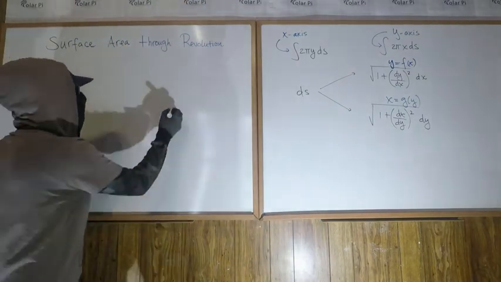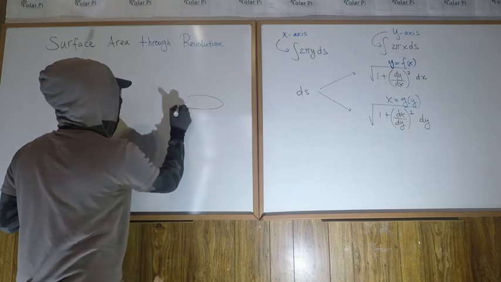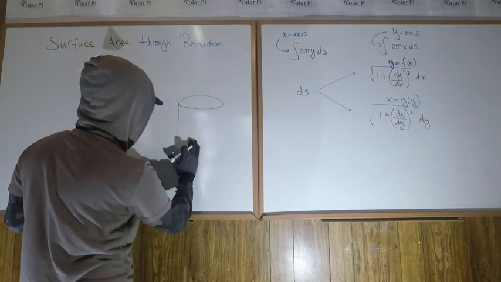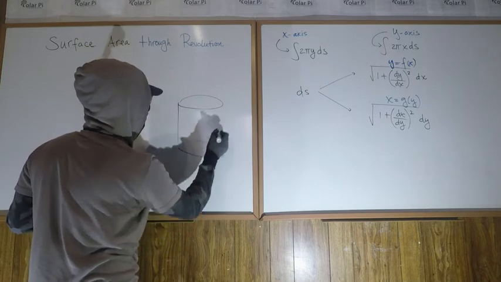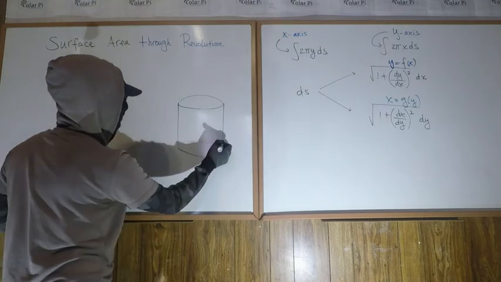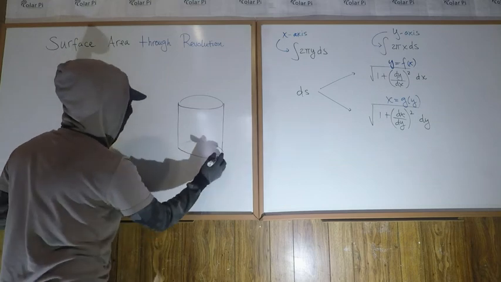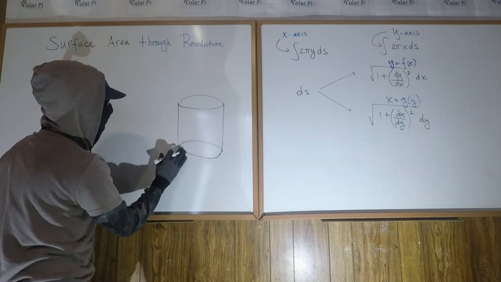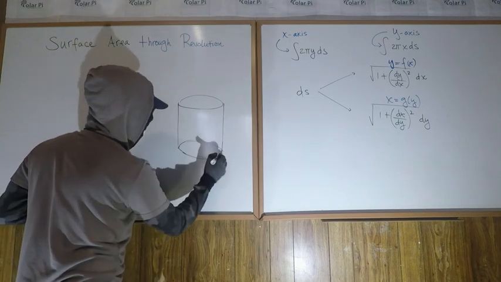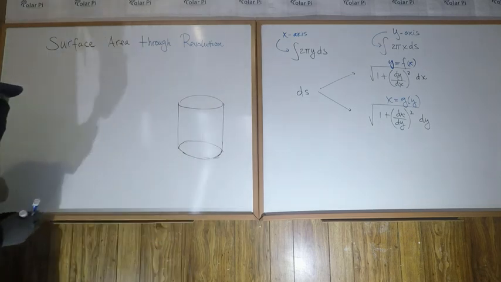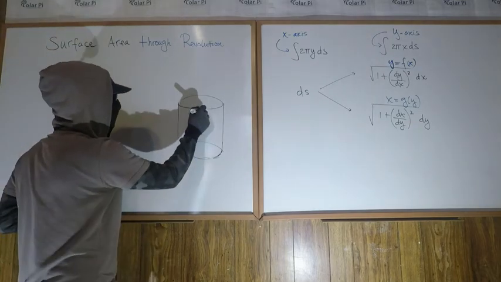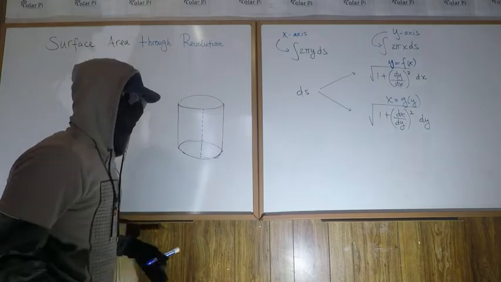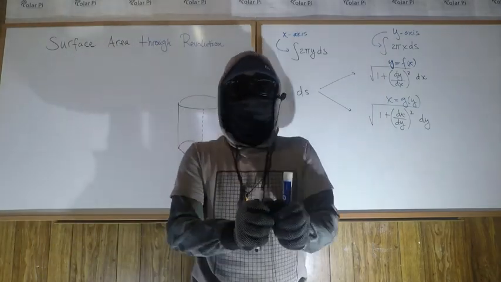Now, if I talked about the surface area of a cylinder, let's say the cylinder looks like this. That's good enough. If I talked about the surface area of a cylinder, what would that be? Well, this is the lateral area. The lateral area would be like if you cut the cylinder with a scissor and then flatten it out.